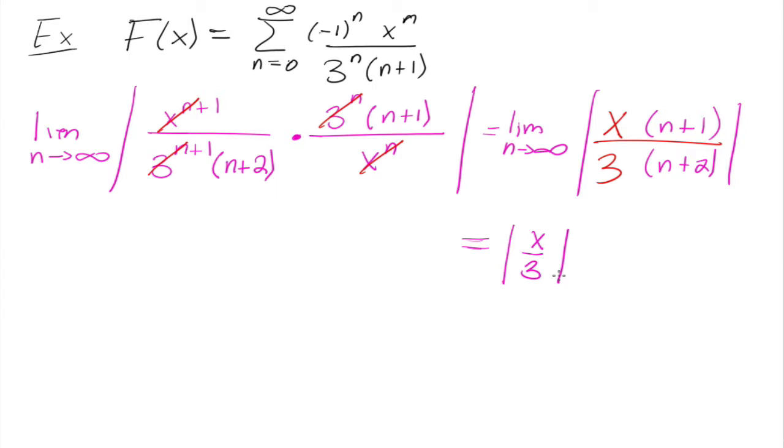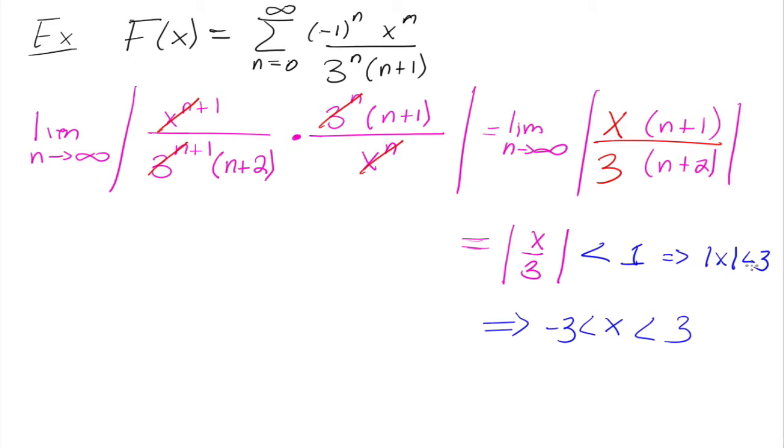Okay, so for it to converge, this has to be less than 1. So x has to be less than 3. Exactly. So this implies that x has to be in between 3 and negative 3. So the absolute value of x has to be less than 3, so x has to be between negative 3 and 3.